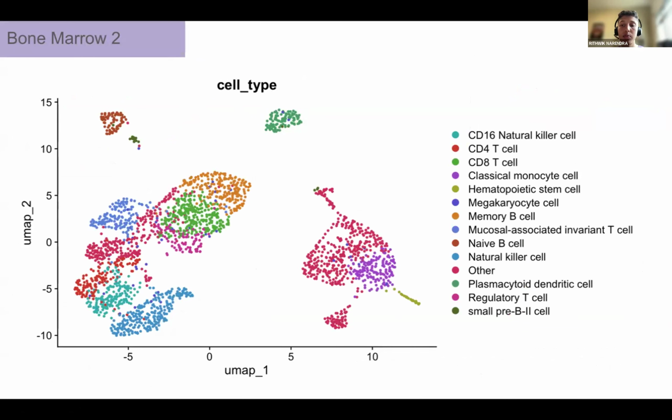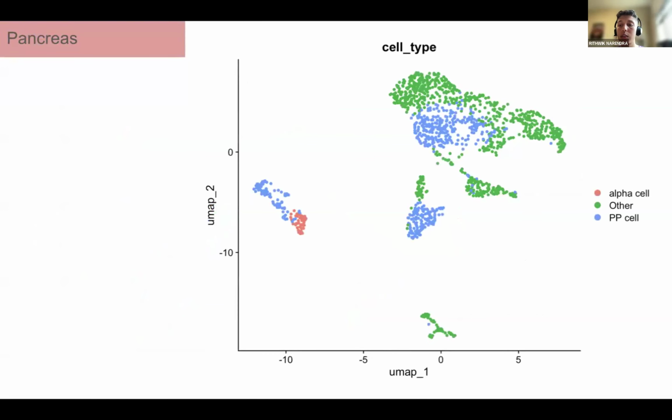Moving on to bone marrow 2, you can see again how the cell clustering and cell type look. My results are a bit more noisy here, especially in this area. Like some previous presenters mentioned, many cell types here are pretty related, and so it's tough to separate them. And then for the pancreas, I was able to identify the alpha cell and PP cells, although there are a lot of other cells that I wasn't really confident about. And even between these cells, I wasn't super confident, but there was enough variability in gene expression for me to make that decision.